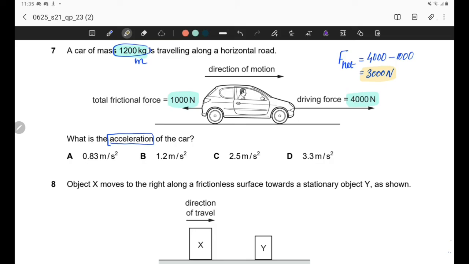So in order to calculate acceleration, we can use the equation F = ma, where we need to calculate acceleration. So make acceleration the subject, so we will get a = F/m. When m goes to the other side, it will go to the denominator. Now we can substitute the values. The net force is 3000 Newton over the mass 1200, and the answer is 2.5 meter per second squared. Therefore the correct answer is option C.